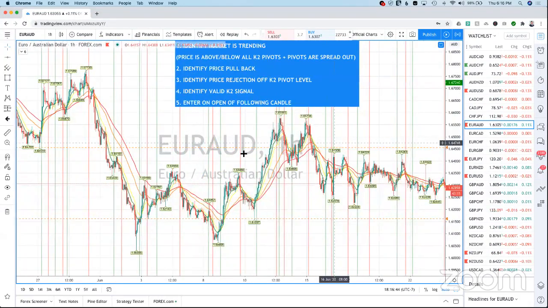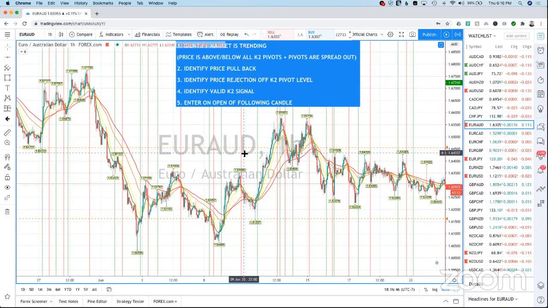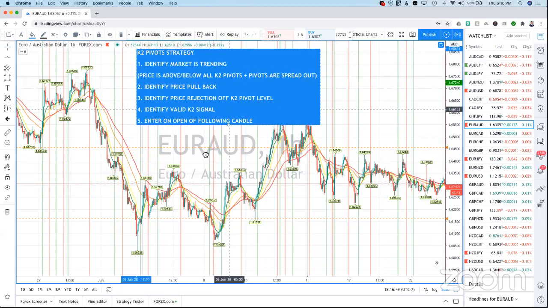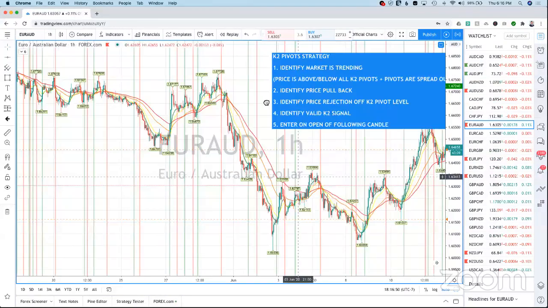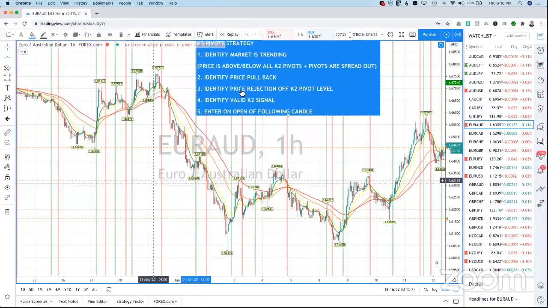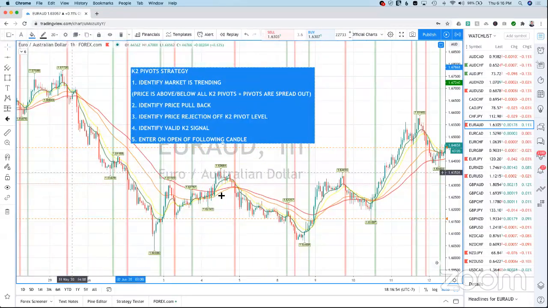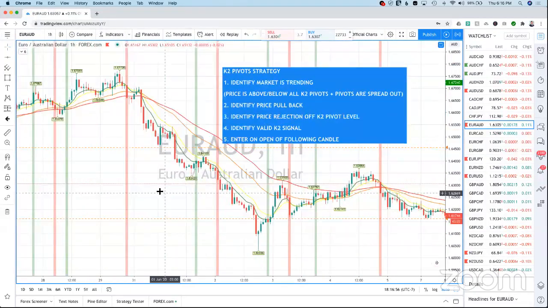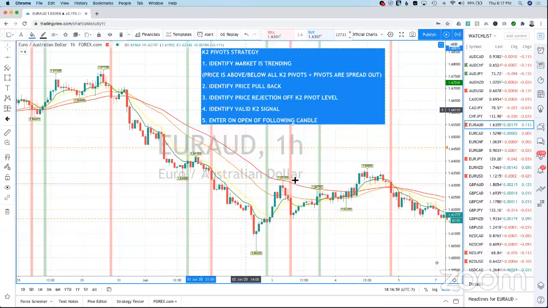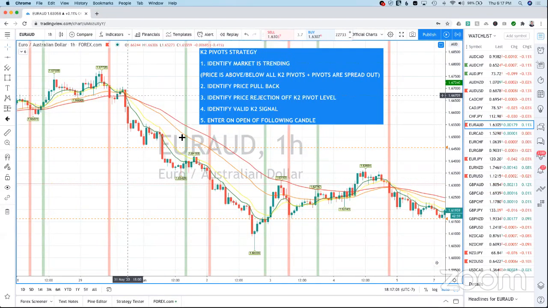So we're just gonna identify when price was trending. So right here, you can see price is trending on this side. All right, so this will be pretty easy right here. So first we identified that market was trending. Market's trending down right here. We identified a price pullback, so price was trending down. It pulled back right here. And then there's a rejection off the level 2 right here. So the first 2 requirements are met.